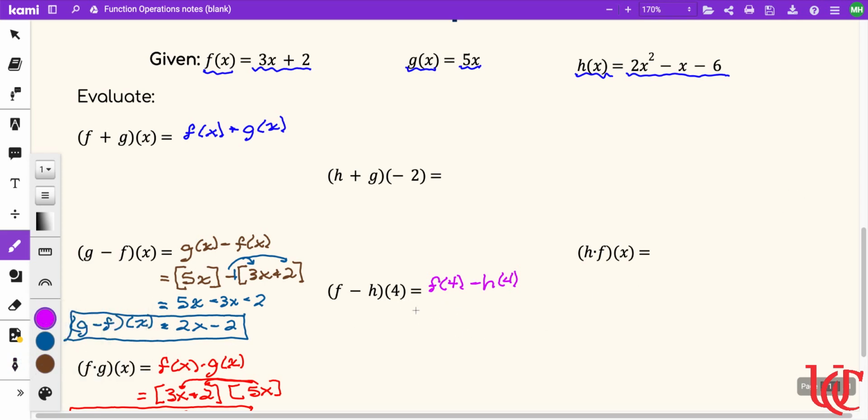So with f of 4, that means I'm going up to the f equation. I'm replacing all of it. So this is where I use my brackets. So f of 4 starts with a 3.